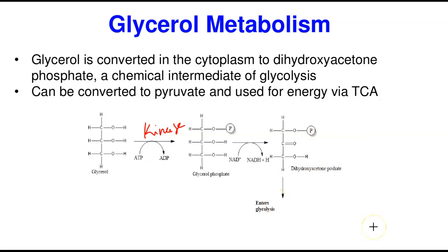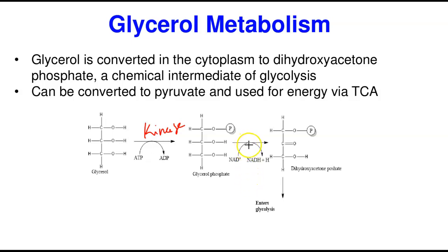It is now going to get into glycolysis there, and then it will be processed and produce pyruvate, and from pyruvate can be converted to acetyl-CoA, and then acetyl-CoA can enter the citric acid cycle and be used to generate a lot of ATPs from NADH and FADH.